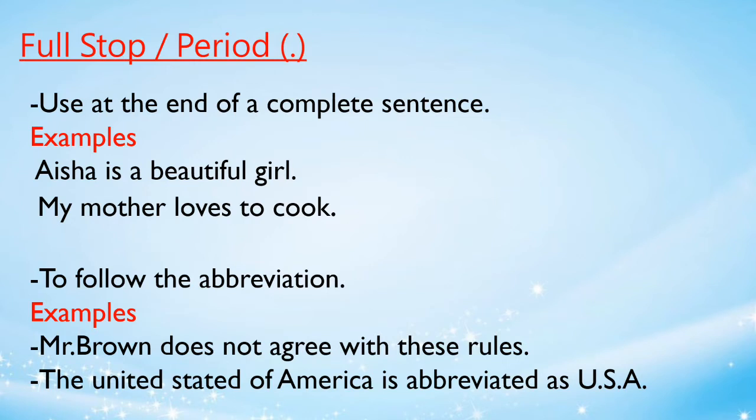Another rule for the full stop is to follow an abbreviation. Abbreviation means writing words in a shorter way. Mr. Brown does not agree with this rule. Here, Mr. represents Mister. The United States of America is abbreviated as USA. U represents United, S represents States, and A represents America.